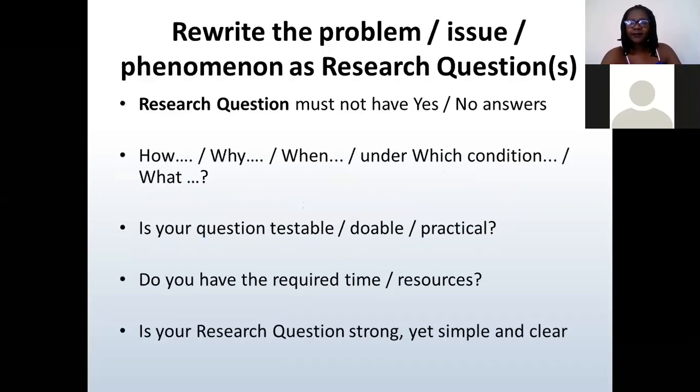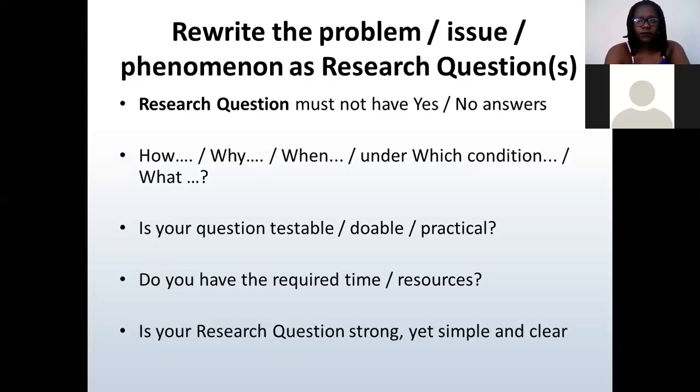To rewrite the problem as a research question, remember that questioning is probably the most important part of any scientific inquiry, because it enables us to formulate research questions. It also allows us to consider the reasons why you want to investigate these problems. Therefore, your research question must not have a yes-no answer.